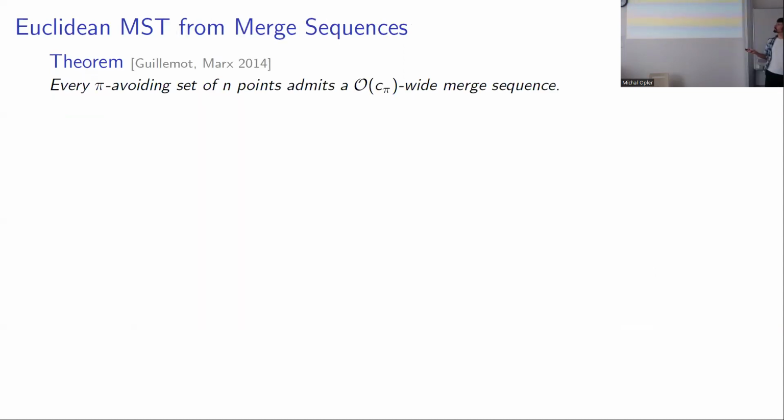And now for the general case, we actually have to go back to Guillemot and Marx's result that states that every pi-avoiding set of endpoints admits a constantly wide merge sequence. And so we improved this because we somehow want to use this merge sequence to construct the minimum spanning tree, somehow in a greedy manner. But we have no control over how large these rectangles are, how weirdly interacting they are.